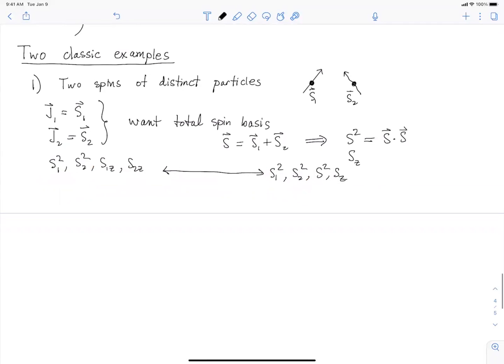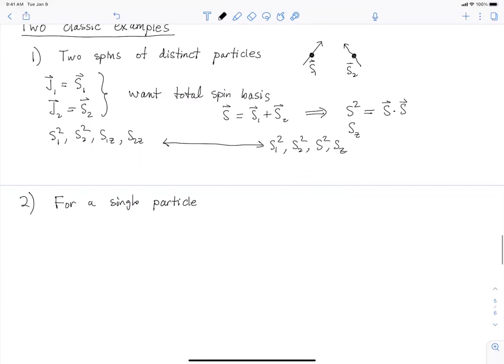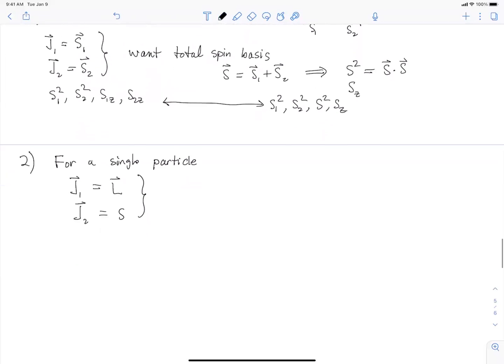But then there's this example, and this is the one we actually started talking about, for a single particle. You can have J1 be the orbital angular momentum and J2 be the spin. And so we will want to treat that case.